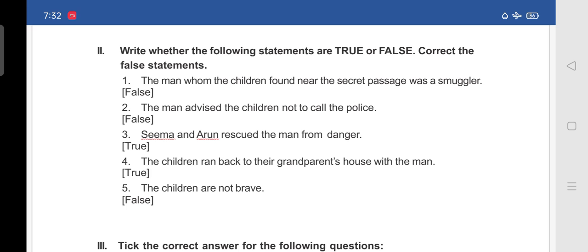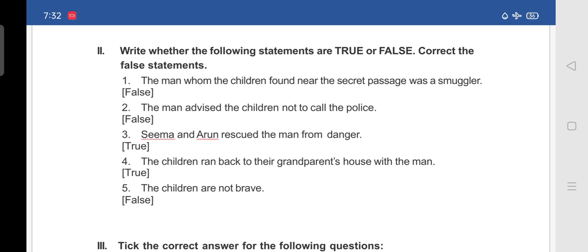The man advised the children not to call the police. Did the man advise them not to call the police? No. He asked them to call the police, isn't it? So the second one is also false. Third, Seema and Arun rescued the man from danger, isn't it? Yes. So third one is true. Fourth one, the children ran back to their grandparents' house with the man. Did the children go back to their home alone or did they go along with the man? They went along with the man, isn't it? So the fourth one is true.